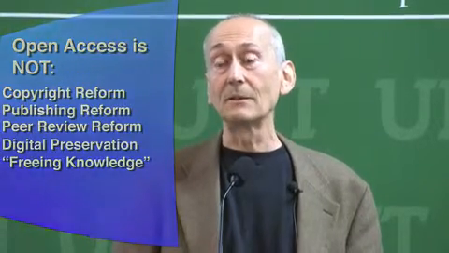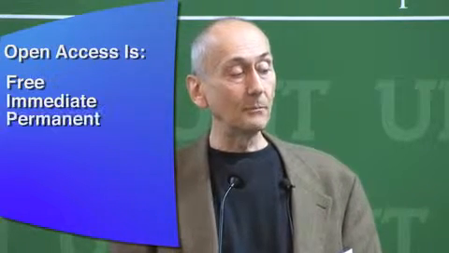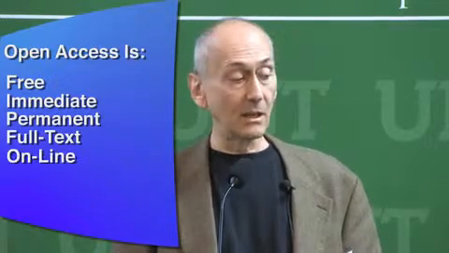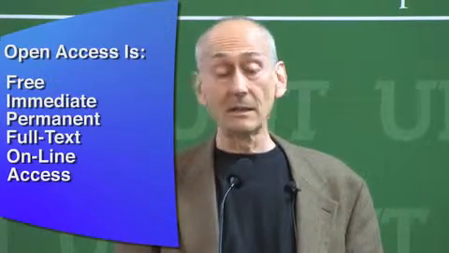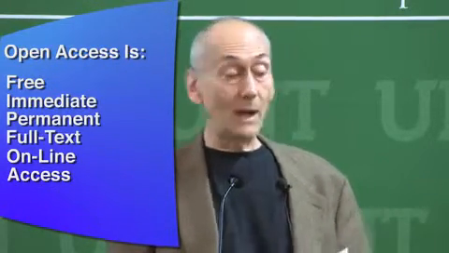To repeat, it's about, in the first instance, the articles that appear in peer-reviewed journals and not about all knowledge. And the important thing about articles that appear in peer-reviewed journals is that their authors want to give them away. That's not true, as you'll see in a second, about a lot of other kinds of content, much of which is also knowledge. So open access is free, immediate, permanent, full-text, online access. But open access to what?